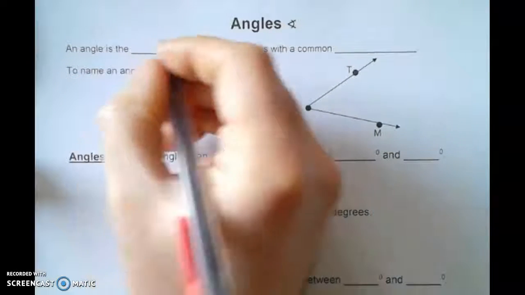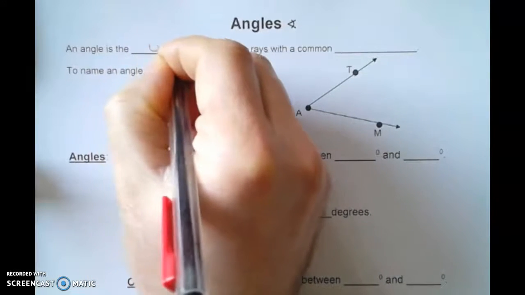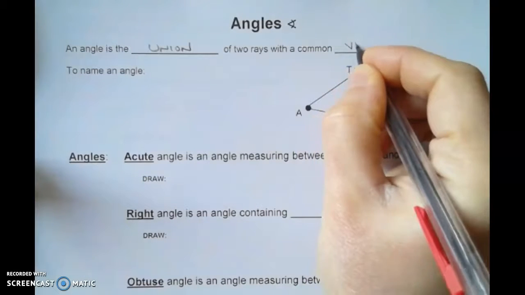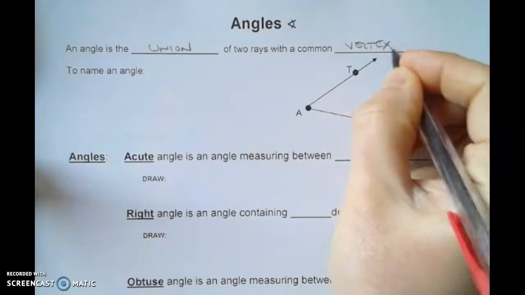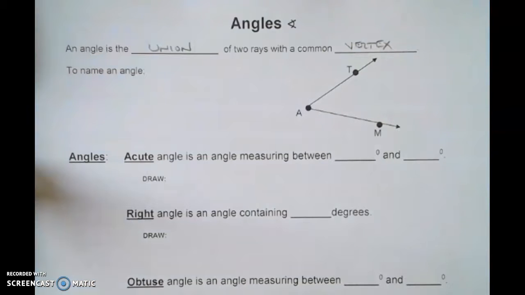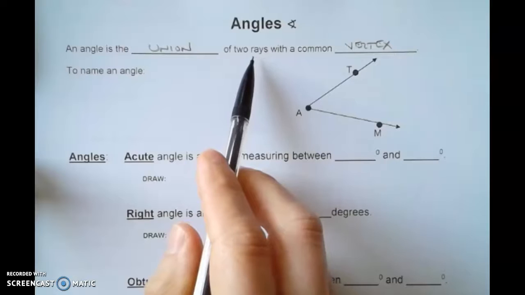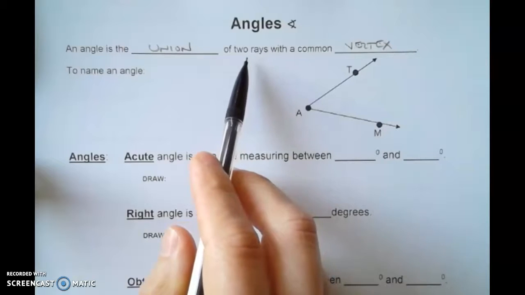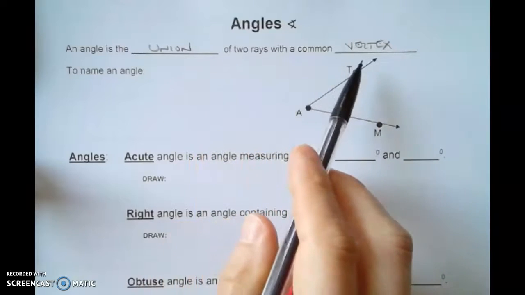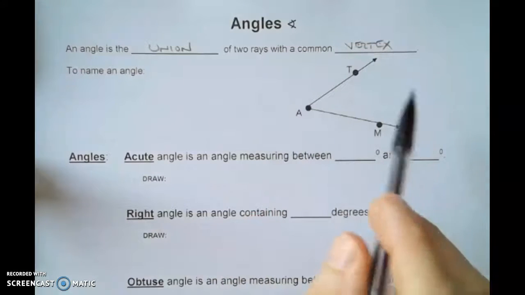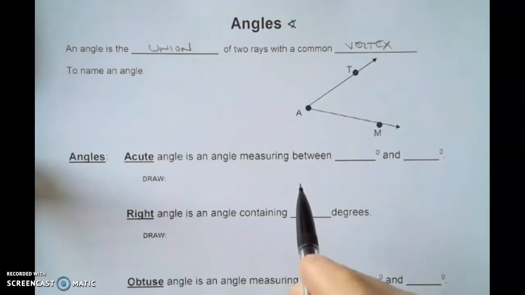An angle is the union of two rays with a common vertex. Okay, a union of two rays with a common vertex. When I say the union of two rays, it means that two rays are coming together. And the point where they come together is the vertex. So this is a picture of what an angle looks like. There are two rays that are creating this angle.